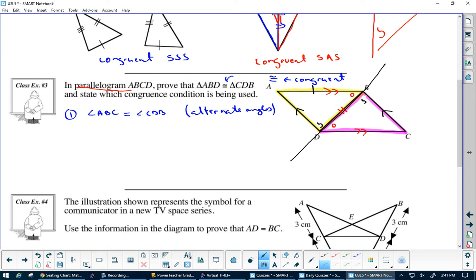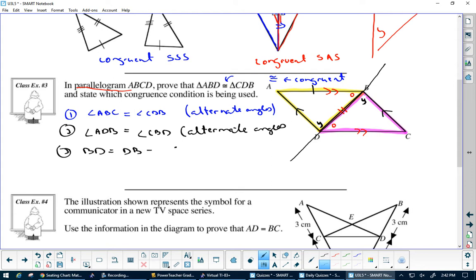They're also alternate, right? If you turned your book, because you've got two pairs of parallel lines. So step 2, angle, that's supposed to be a Y. I don't know, crappy looking Y. So angle ADB equals angle CBD because of alternate angles. And 3, I would say that BD equals DB because it's the same side.